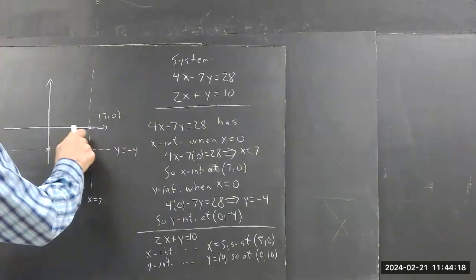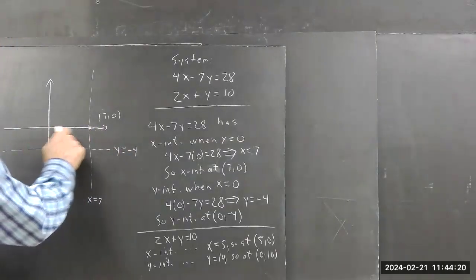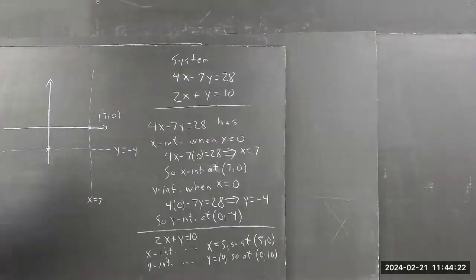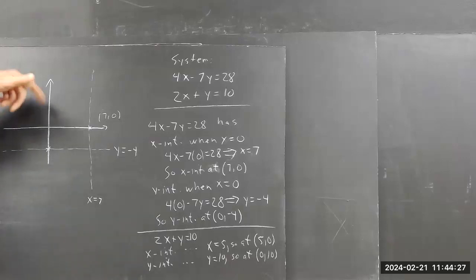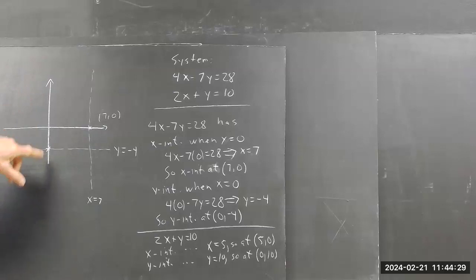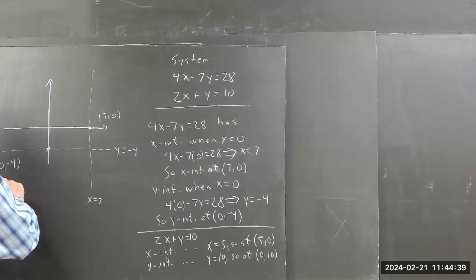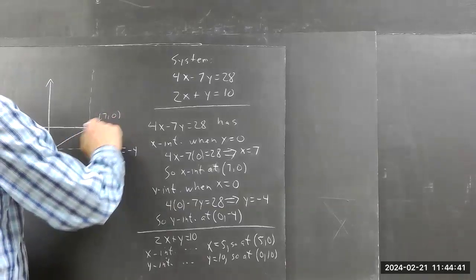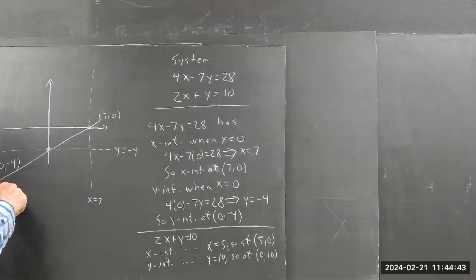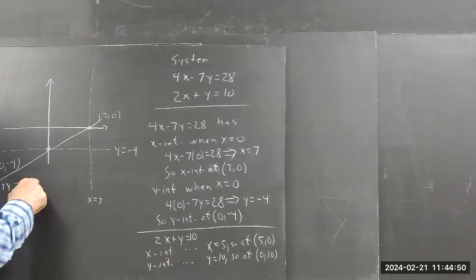Now, there's a horizontal line through the x-intercept, but that's the x-axis. So we really can't draw that. It would be inside the x-axis. And here we have a point (0, -4). Right here's our line. This is the line 4x minus 7y equals 28.